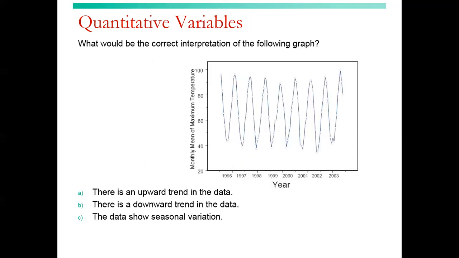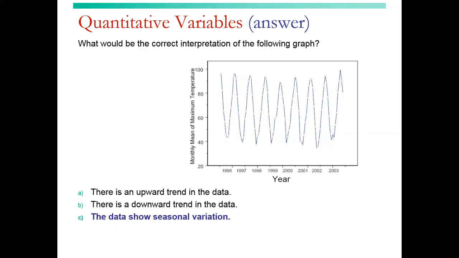What would be the correct interpretation of the following graph? Well, this has kind of a cyclical relationship, right? It goes up, it goes down. It doesn't do either in the long run. So the data shows seasonal variation.